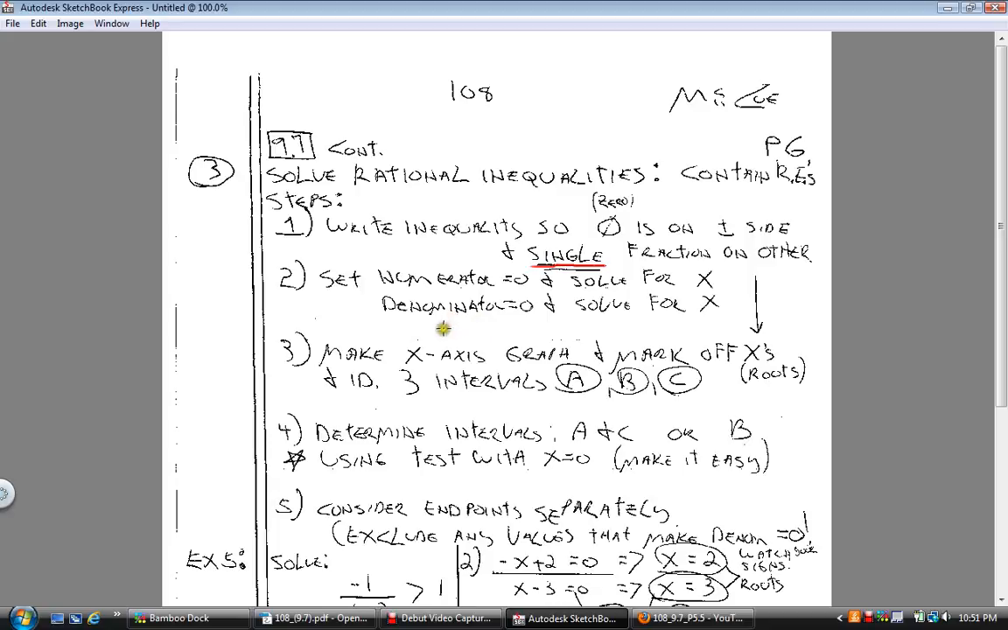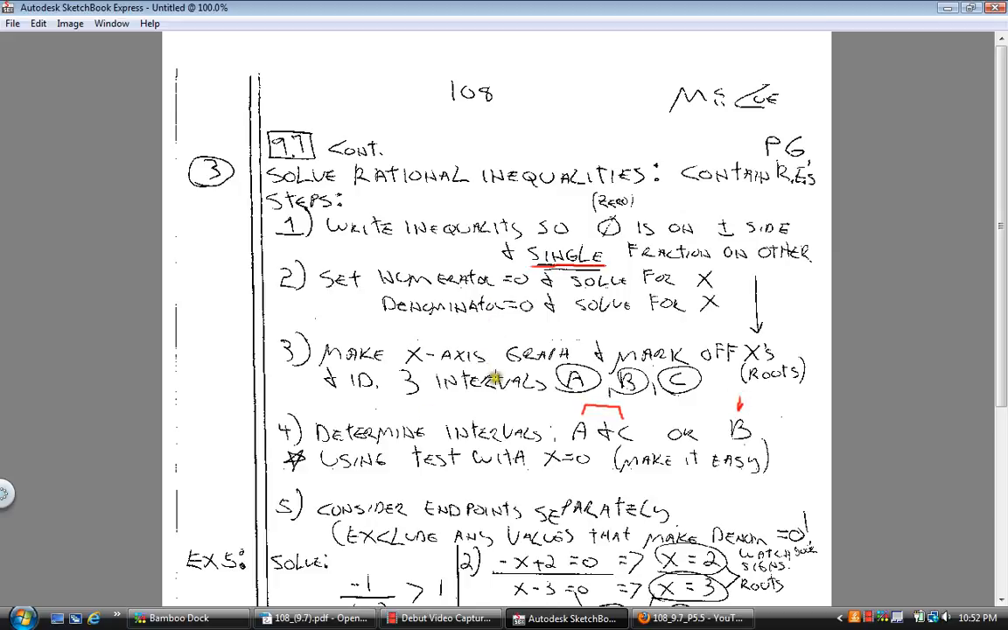Okay, once we're armed with that information, so that's a little bit new, we will now follow some similar steps here where we will mark the x-axis and mark off the x solutions and identify the 3 intervals like we've done before. A will be the left outside, B will be the middle, and C will be the right outside. Again, we're talking about quadratic equations here. Step 4 talks about determining the intervals. It's either going to be the pairings A and C or B.